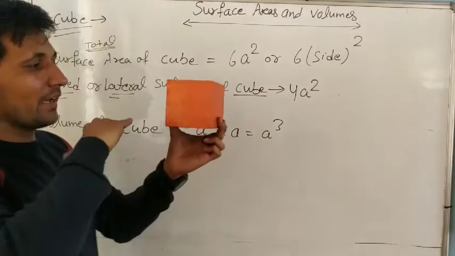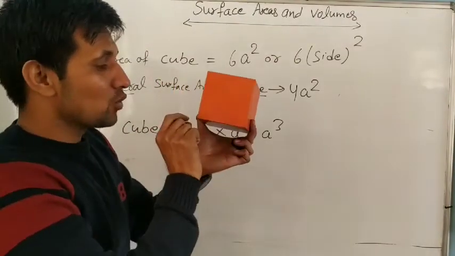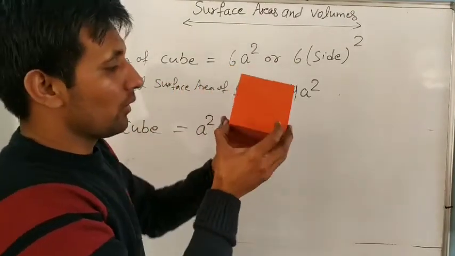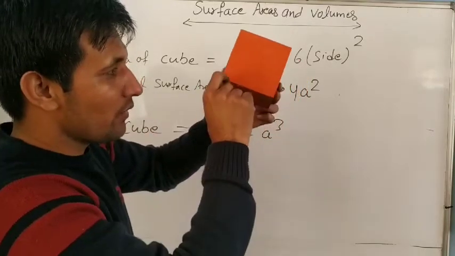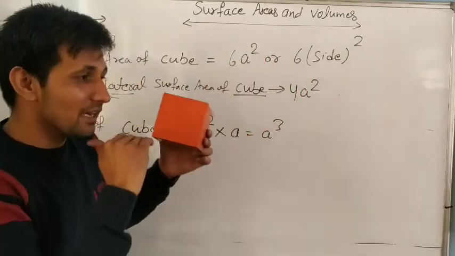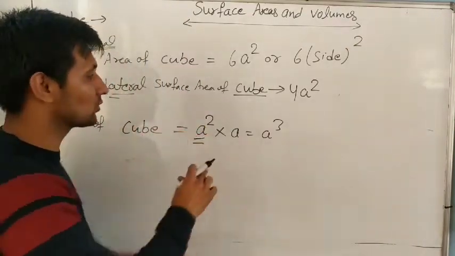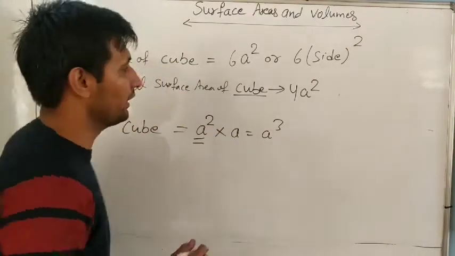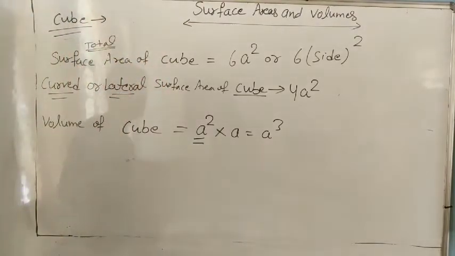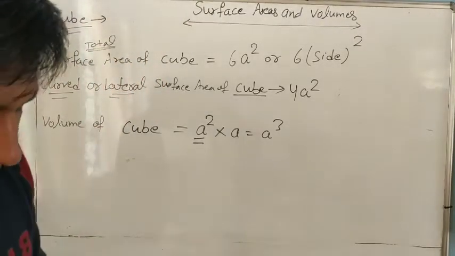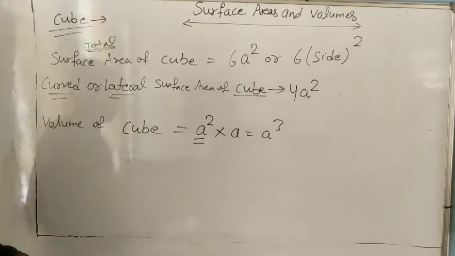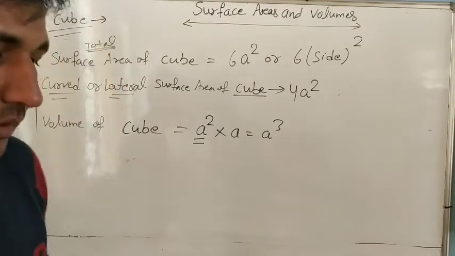And if I cut in very thin slices, every part becomes a square, and the area of a square is a into a, a square, and height is also a, so a cube. So side a into a into a, a cube, is the volume of the cube. Okay, now we will start with the next one.